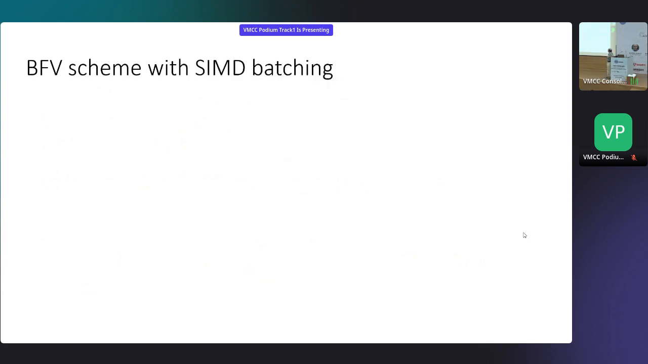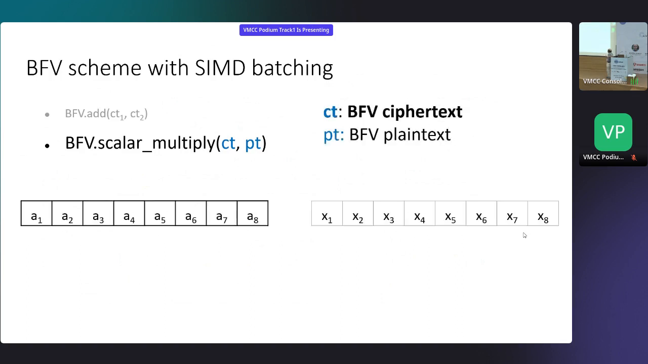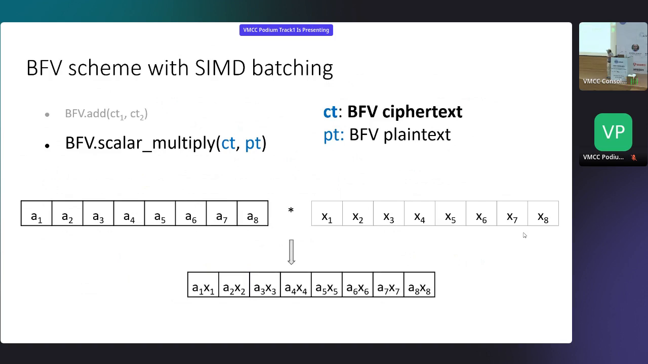I can do scalar multiplication. So if I have two vectors, the left one is encrypted, the right one is in plain text, then I can multiply them by each other and I get this information. And again, you can do the polynomial multiplication and you get that information.